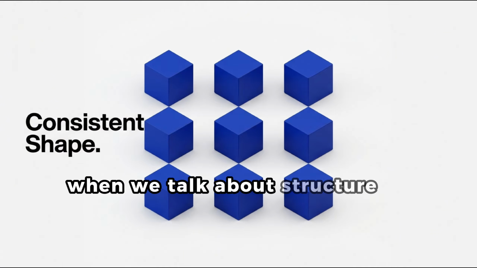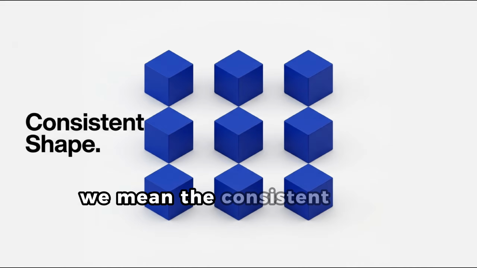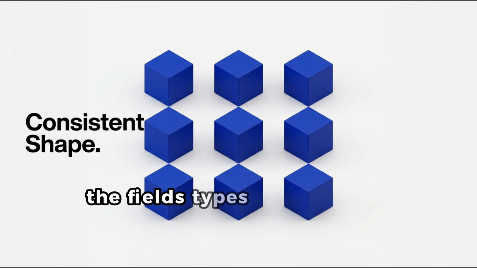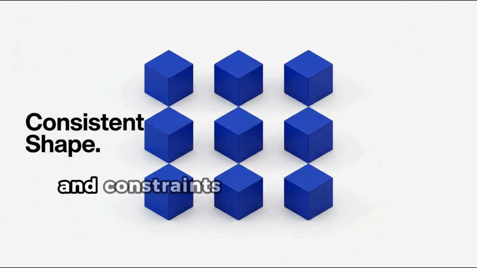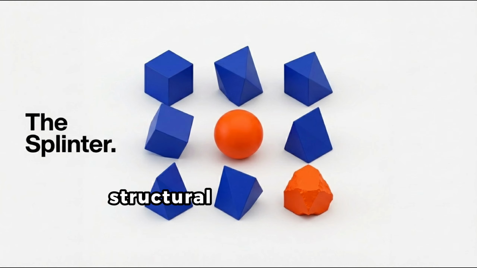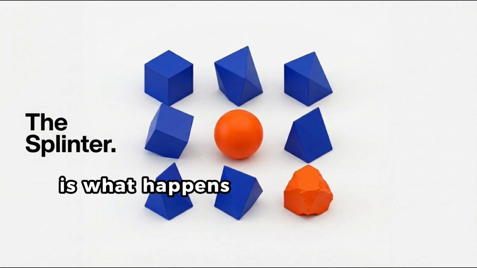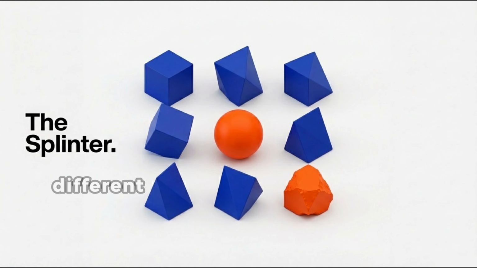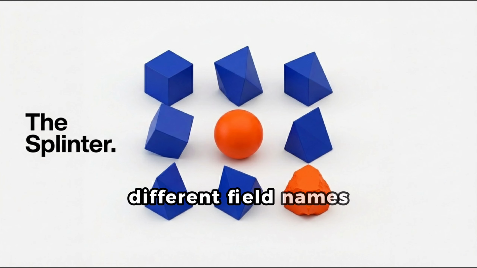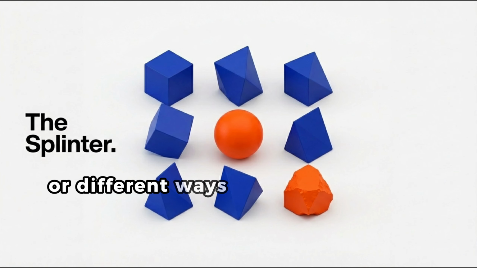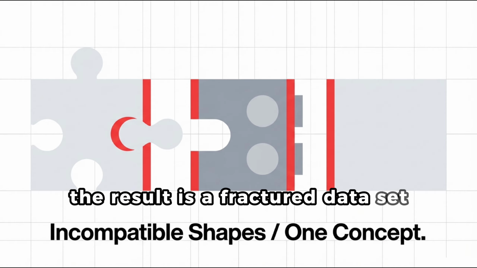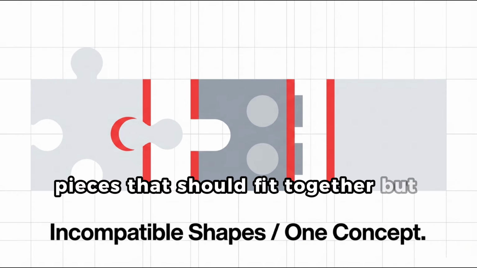When we talk about structure in data, we mean the consistent shape and organization of records, the fields, types, relationships, and constraints that let us reason about data reliably. Structural fragmentation is what happens when that shape splinters. Different parts of your dataset use different schemas, different field names, different types, or different ways to model the same concept. The result is a fractured dataset, pieces that should fit together but don't.